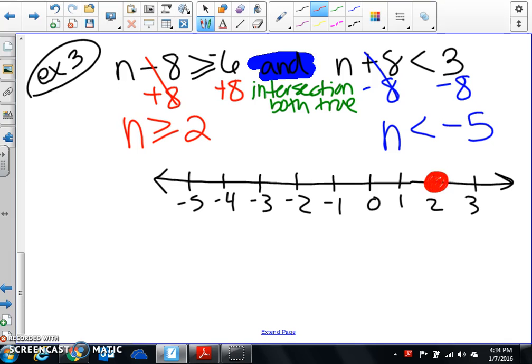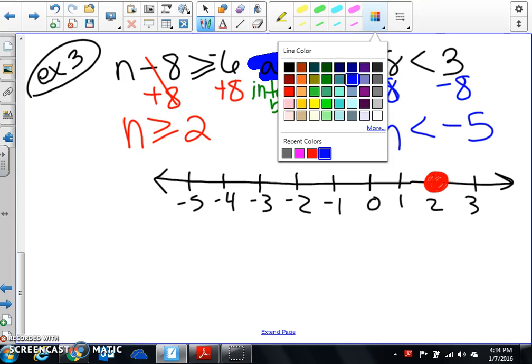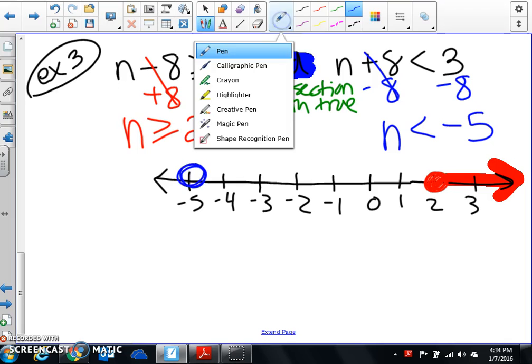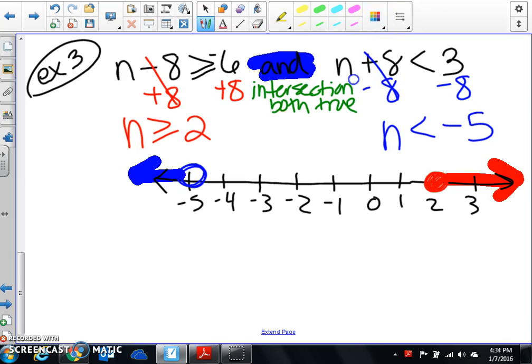For my red, I go to 2. It's a closed circle. And I'm headed to the right. Now I go to my blue. I go to negative 5. It's an open circle. And that is going to the left. So once again, this is my work.